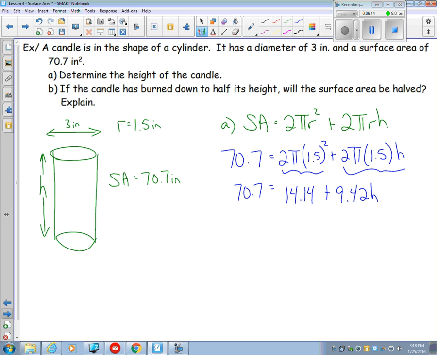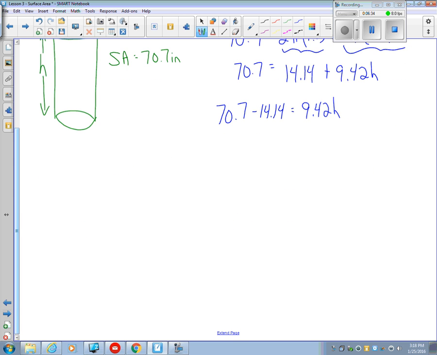Okay, it looks like a linear kind of equation. To solve these, we usually put numbers on one side and letters on the other. 70.7 is a number, so is 14.14. I'm going to cross the equal sign to the opposite operation. So 9.42 has an h attached to it, so it stays as a letter term. Okay. I can simplify this a little bit, make my life a little bit easier here. If I subtract these things, I'll end up with 56.56 equals 9.42h. To find h, I need to divide out that 9.42 bit on both sides. And my h, my height of my cylinder, turned out to be 6 inches.